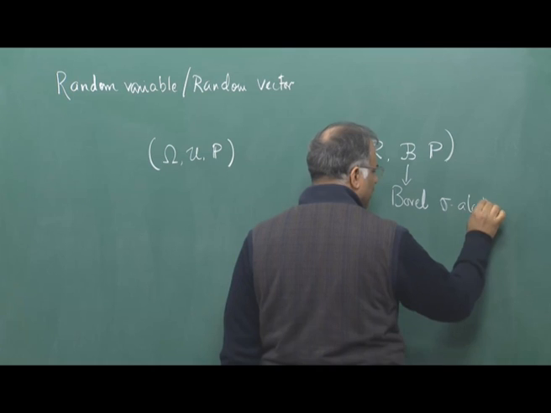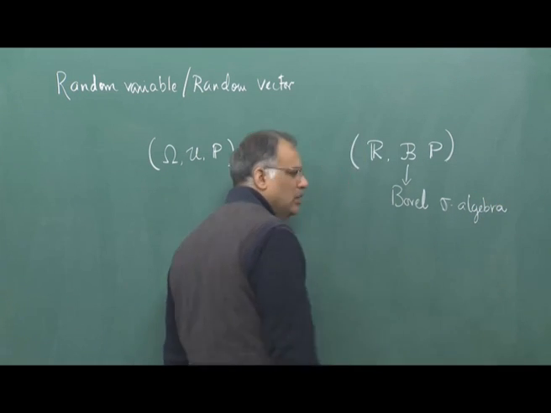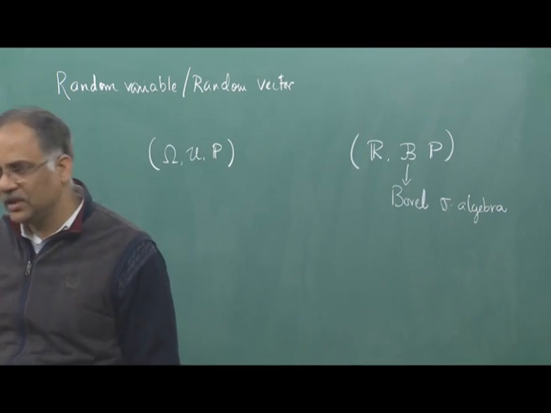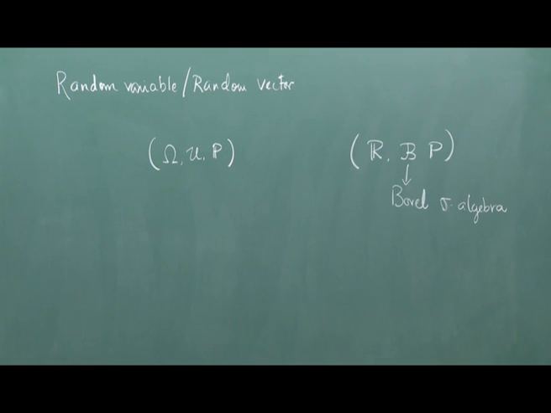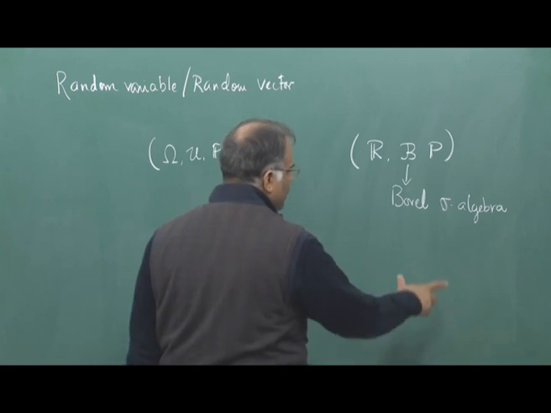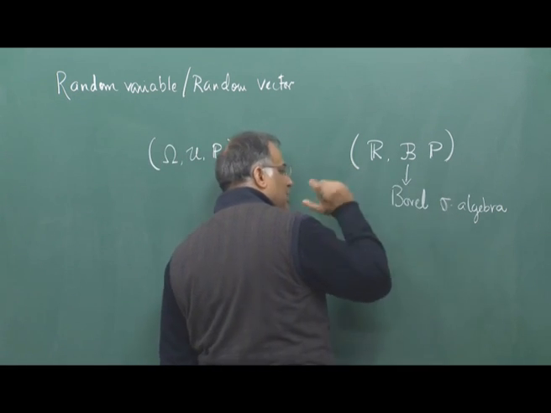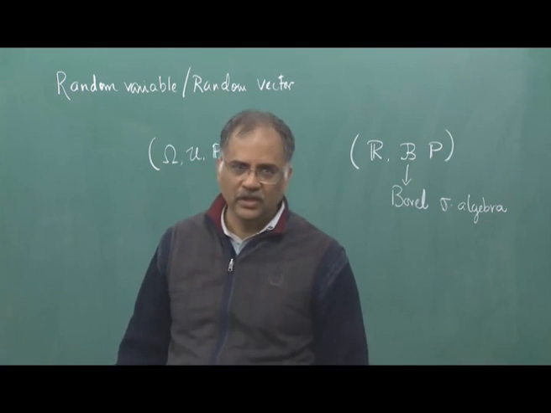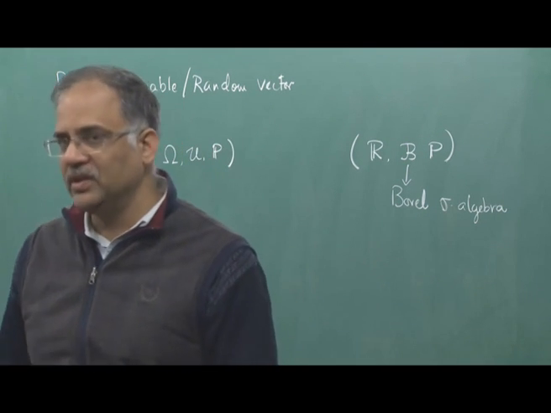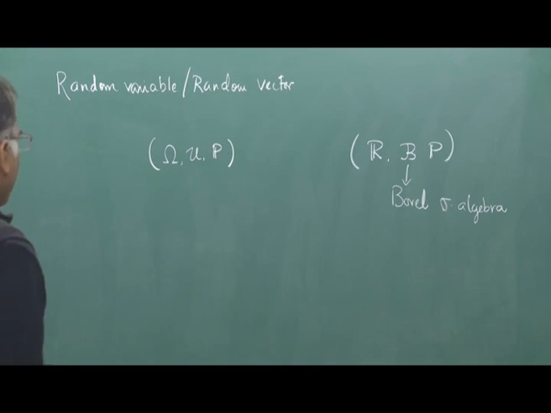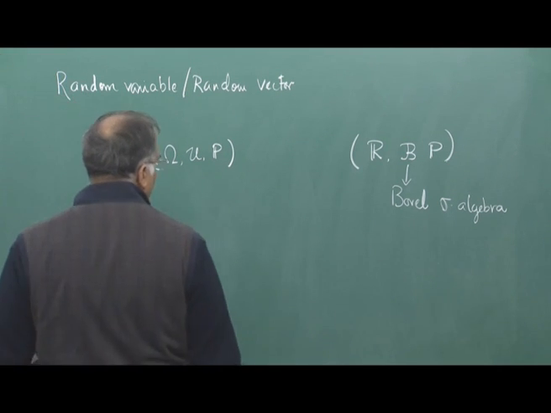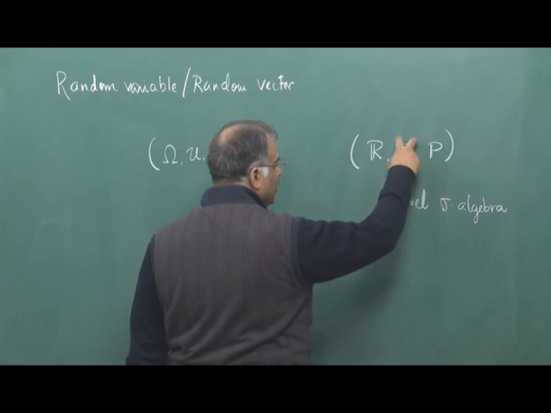This Borel sigma algebra consists of all open sets, hence all closed sets, all half open intervals, half closed intervals, open intervals, closed intervals, and so on and so forth. So, it is the collection of all. It is the smallest sigma algebra which contains all open sets in R. In fact, it is the smallest sigma algebra which contains all open intervals in R. You can just think of it like that. So, this is the information that we really need.